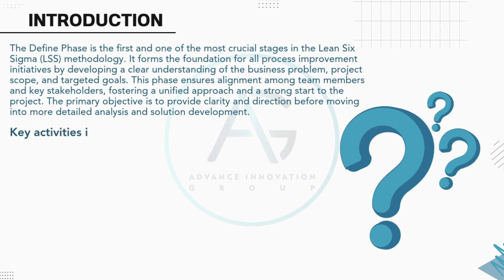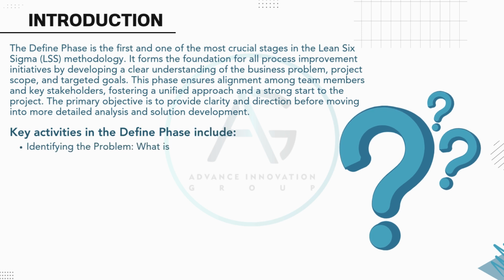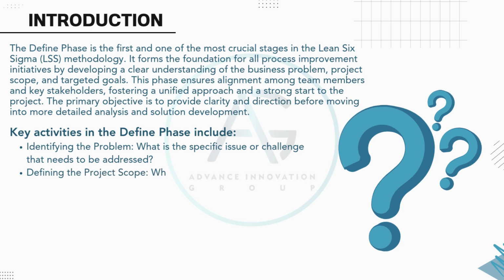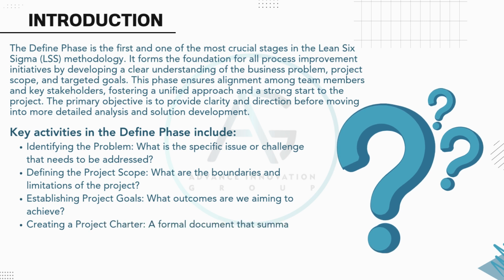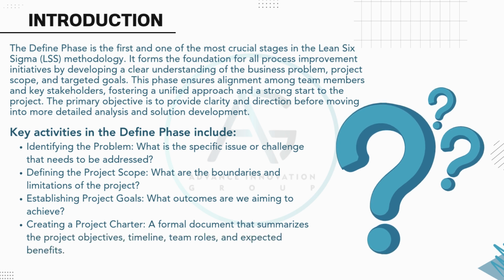Key activities in the define phase include identifying the problem. What is the specific issue or challenge that needs to be addressed? Defining the project scope. What are the boundaries and limitations of the project? Establishing project goals. What outcomes are we aiming to achieve? Creating a project charter, a formal document that summarizes the project objectives, timeline, team roles, and expected benefits.